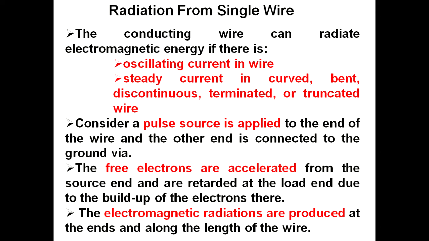Now, how can radiation take place in a single wire? As we have seen already, there are two conditions for radiation to take place. One is that the current has to be oscillating, or the current should not have uniform velocity. If it is a steady current with uniform velocity, the medium through which the current passes should have some discontinuity, such as curving, bending, or being terminated or truncated. Electromagnetic radiation can be produced along the wire at the other end of the transmission line if either of these two conditions is satisfied.